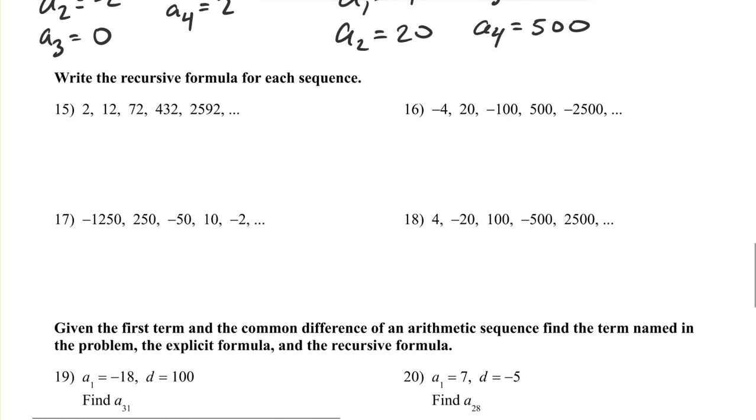The recursive formula for an arithmetic sequence is a sub n equals a sub n minus 1, which is our previous term, plus our common difference. So now we're multiplying.